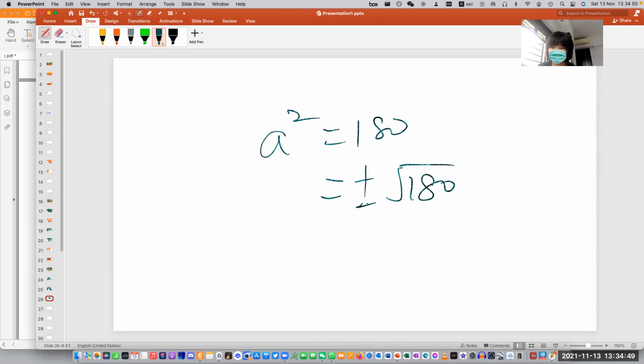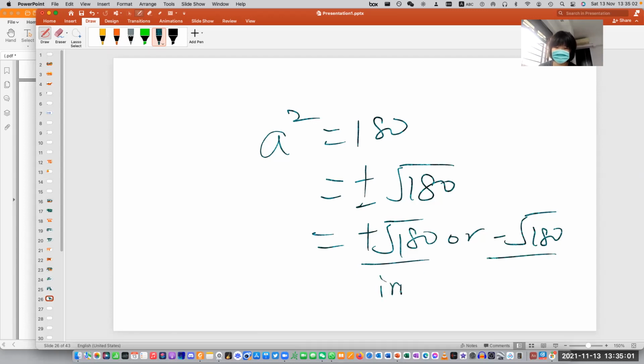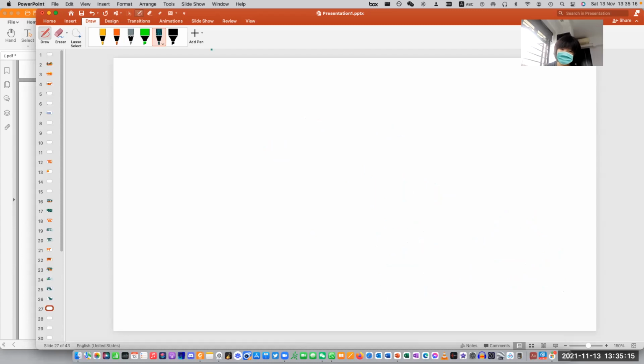Come back to the question. You're supposed to get plus minus square root 180, and then of course you can also write it this manner: plus or minus. You cannot simplify it further because these two are irrational numbers. That's why you leave it like this. So for your question just now, you miss out the negative part.